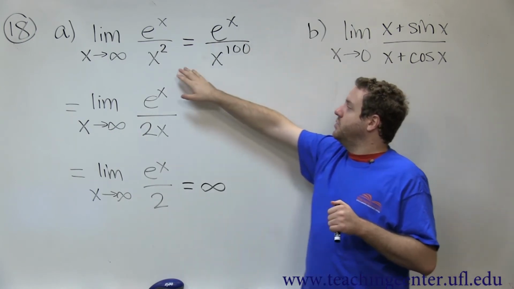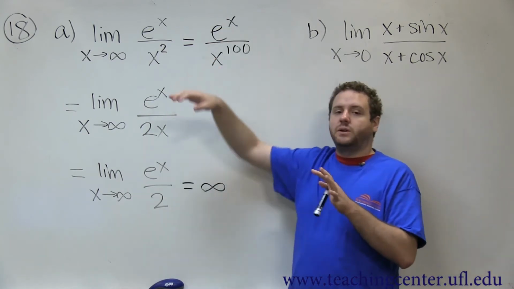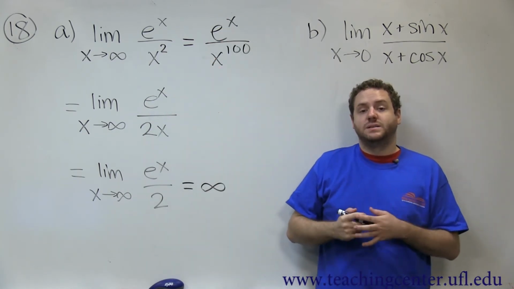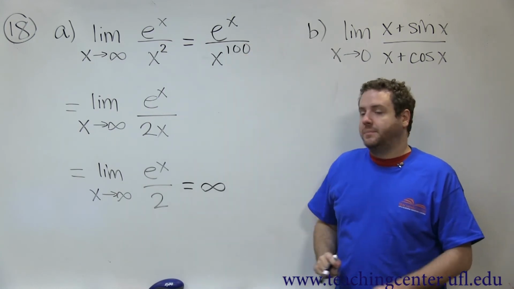Whenever you are comparing a polynomial to an exponential, whether the exponential is in the numerator, denominator, or what, that one is going to dominate. So in this case, this would be the same limit, infinity.